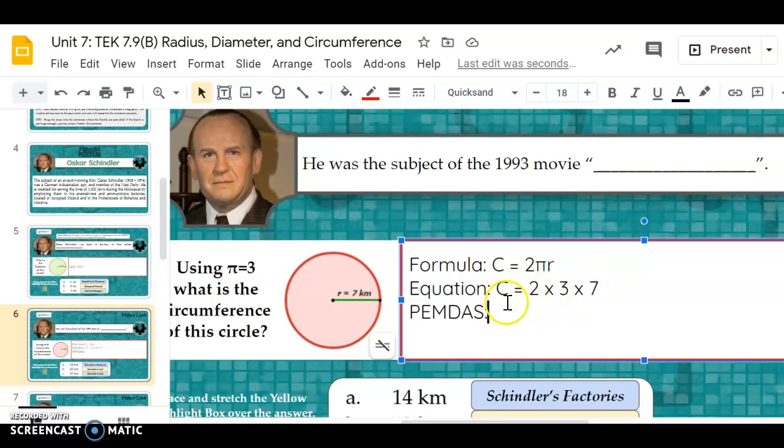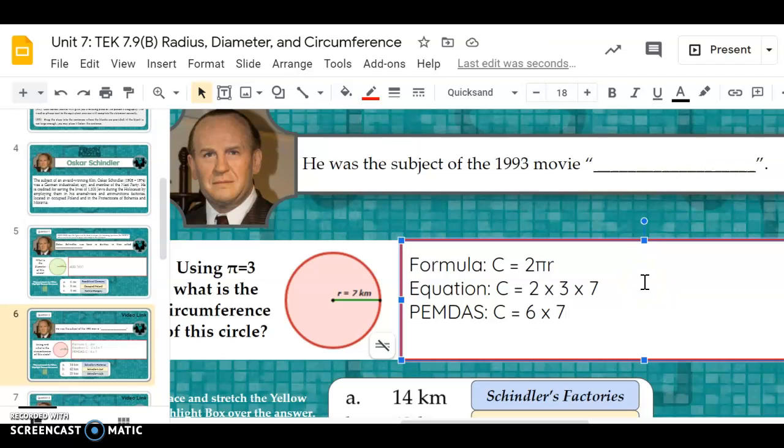I use PEMDAS anytime I have an equation like this. I need to use my order of operations. Do I have any parentheses? Nope. Do I have any exponents? Nope. Do I have multiplication? You bet I do. When we do order of operations, we do multiplication from left to right. 2 times 3 equals 6. So 6 times 7. I'm just bringing down my 7 because I haven't done anything with that yet.